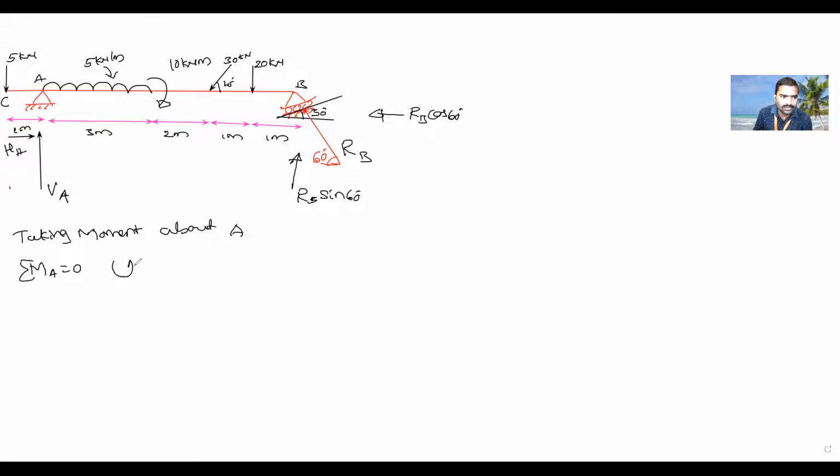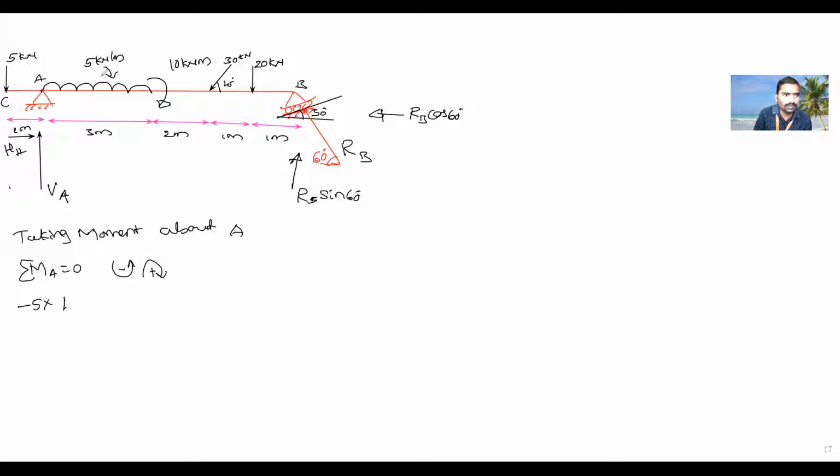Anti-clockwise is negative, clockwise is positive. Now about A, tell me this 5 kilonewton, is it working clockwise or anti-clockwise? Anti-clockwise. Minus 5 into, what is the distance between A and the 5 kilonewton? 1 meter. So minus 5 into 1.